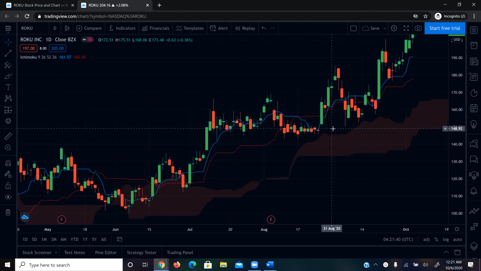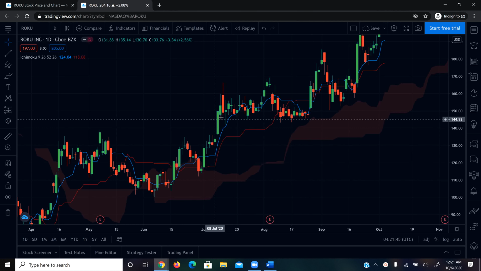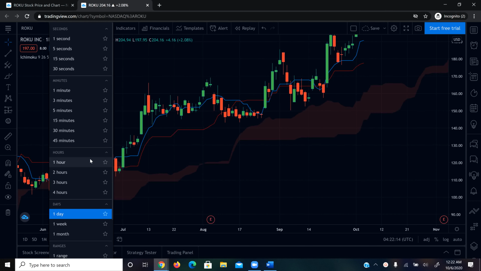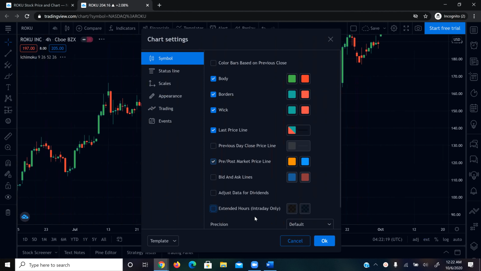So now to evaluate this, what can we pull from this? What is this basically trying to tell us? When the blue line, the conversion line, is above the baseline, that means we're in a bullish trend. And when the red line is underneath the blue line, that means we're in a bearish trend, just like moving averages. Now the difference here is that you don't want to enter a trade until the candles are above the cloud. And what does this allow you to do? This allows you to basically get rid of all that consolidation period. So if we take a look on the 4-hour time frame, let's do this, and let me remove extended hours.